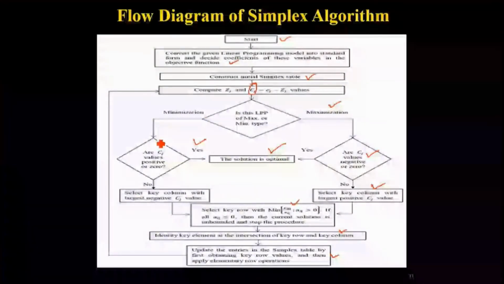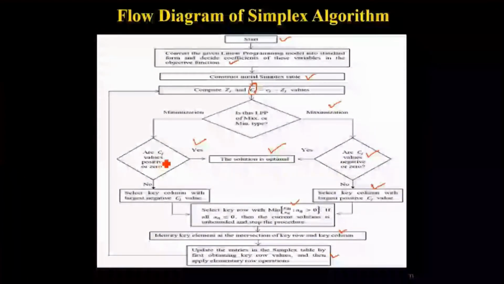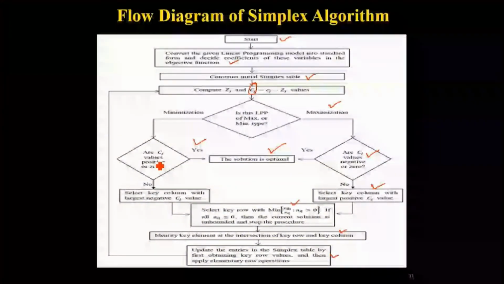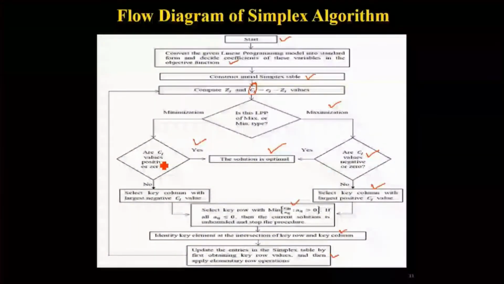Simply, in minimization it is also the same, whether the Cj values are positive or 0. If no, means if your Cj values are coming out negative, then you have to proceed: find the key column, then the ratio, then the key element.